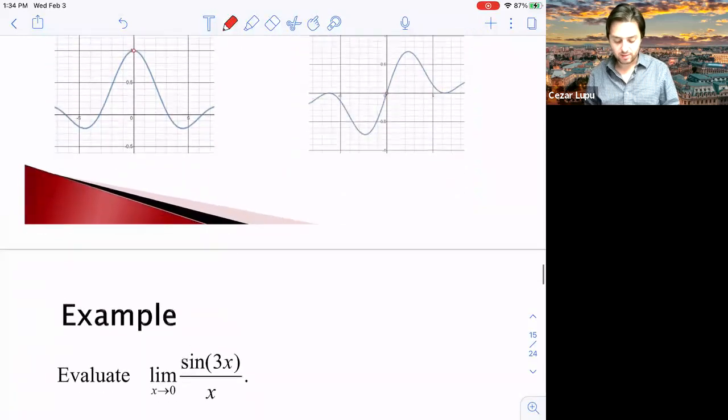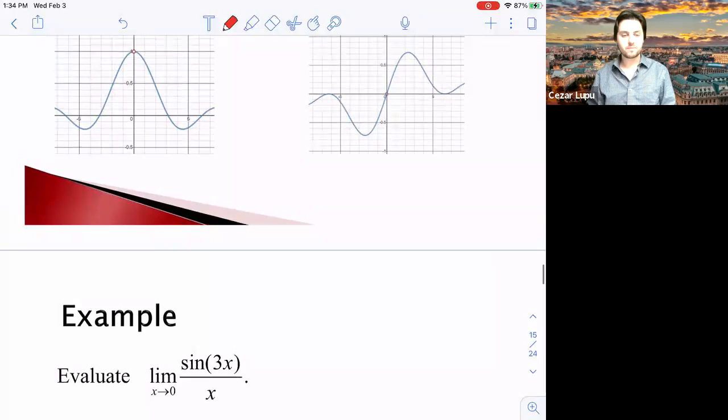And now an example is this one. So how would you approach this guy here? The limit as x approaches 0 of sine of 3x over x. So first, what would you do? Again, you plug in, right? So when you plug in, what do you get?